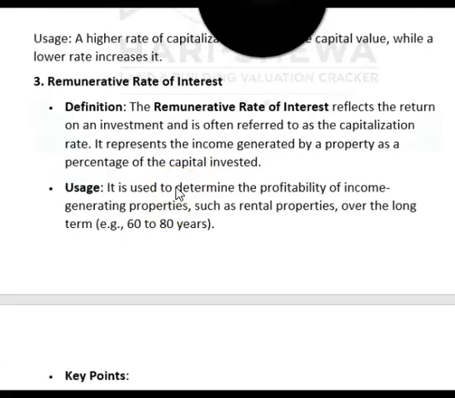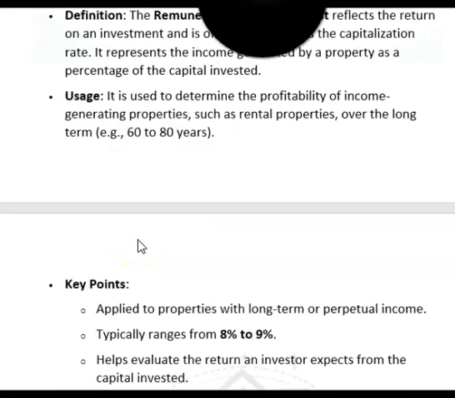Third definition is remunerative rate of interest. The remunerative rate of interest reflects the return on an investment and is often referred to as the capitalization rate. It represents the income generated by the property as a percentage of capital invested. It is used to determine the profitability of income generating property such as rental property over a long term.